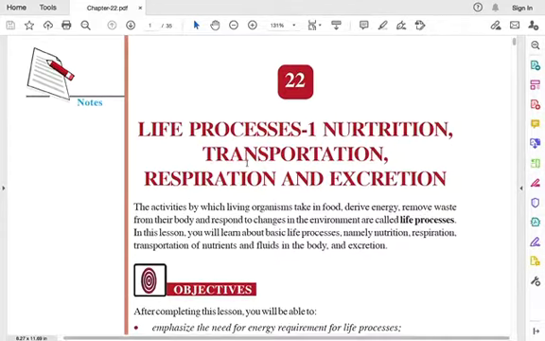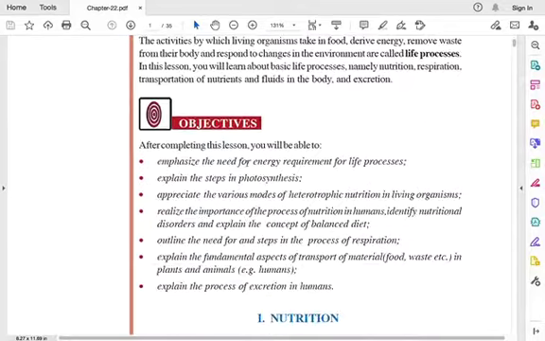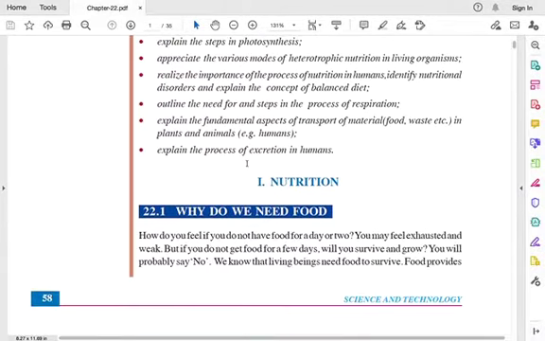So in this lesson, you know that we saw about nutrition, then transportation, how the nutrition is transported to the different parts of our body, and then we also saw about respiration and excretion. Okay, so in the nutrition part, we saw why we need food.